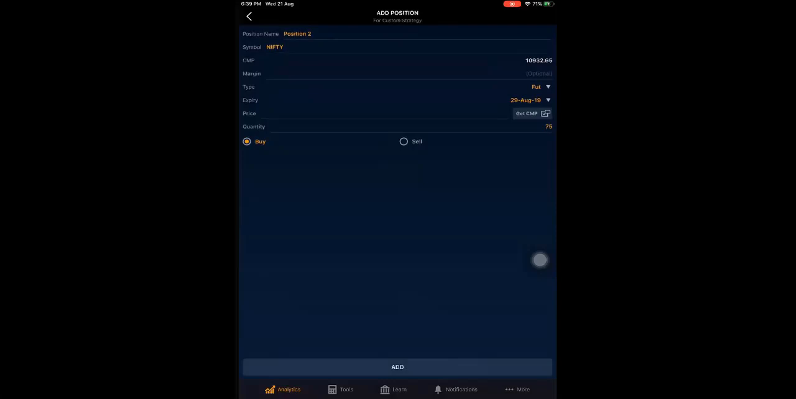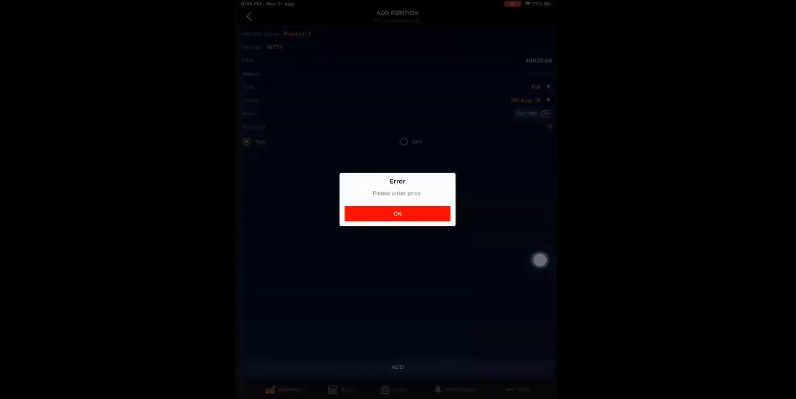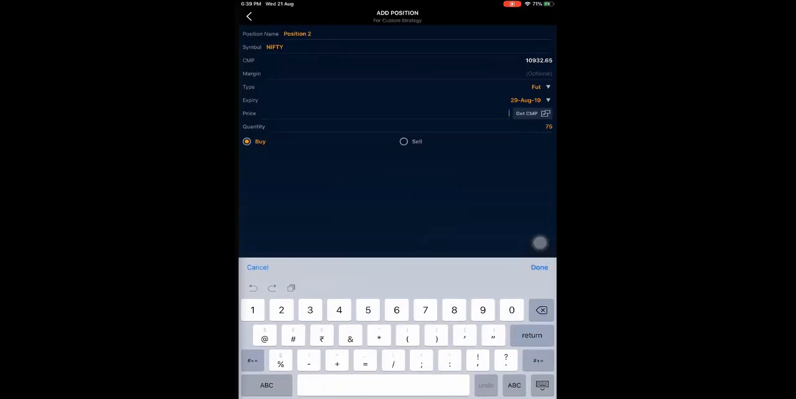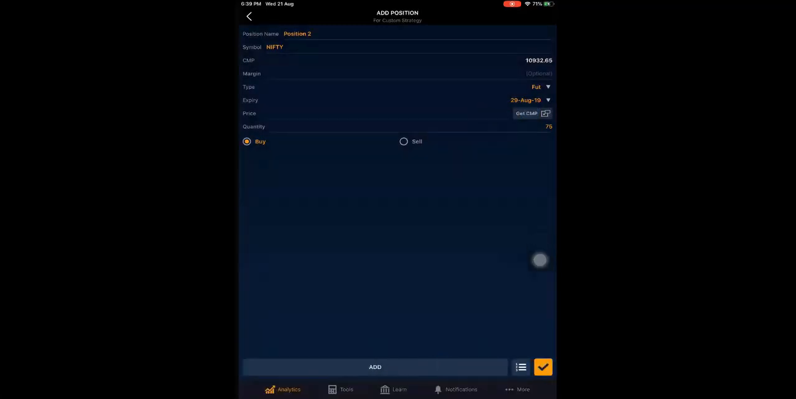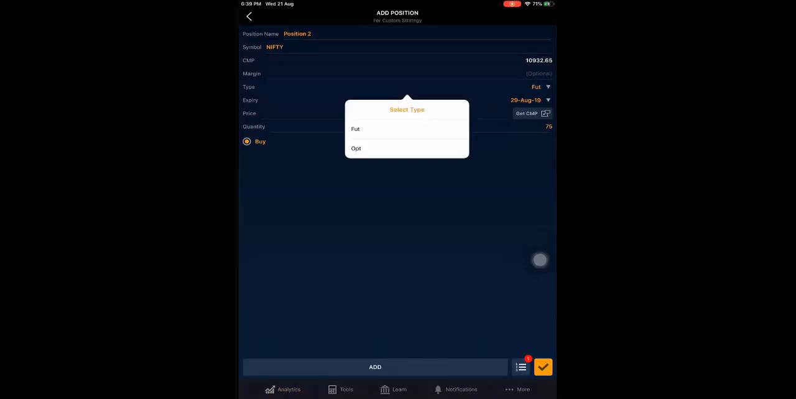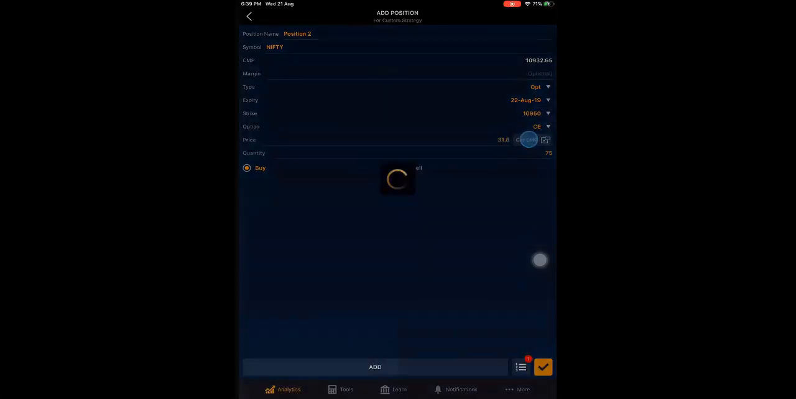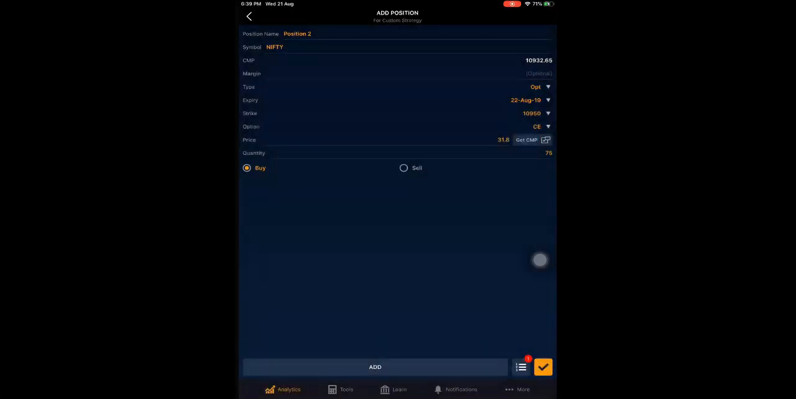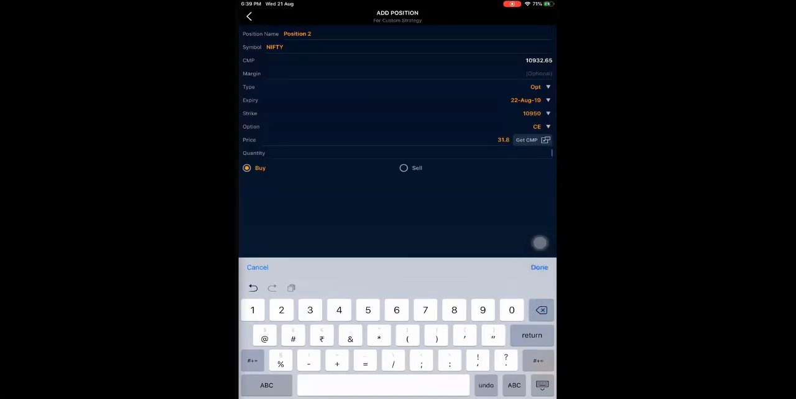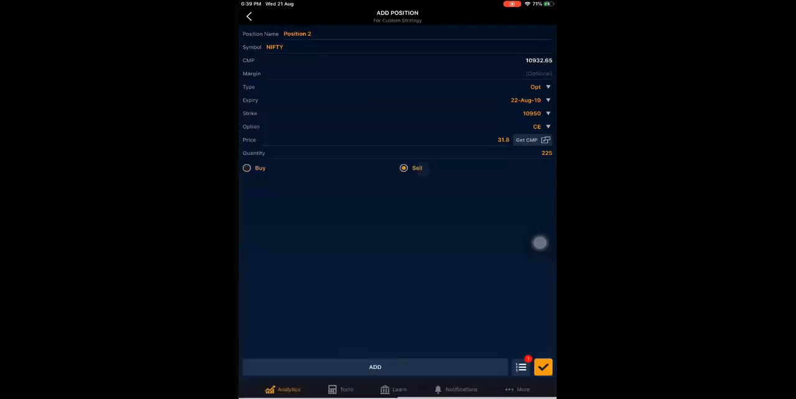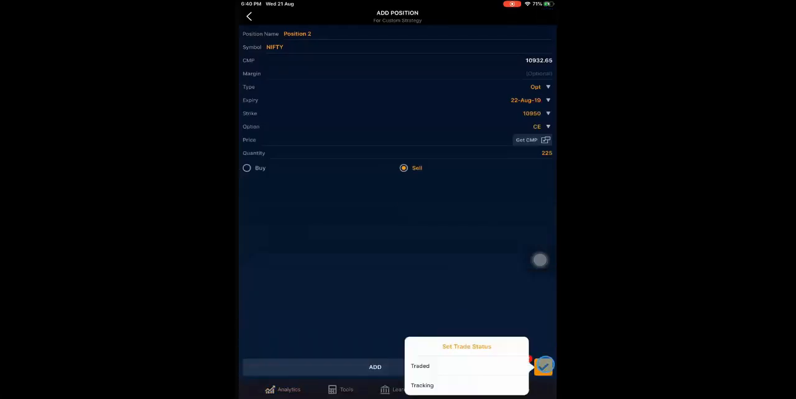So if I have done a future long in Nifty, you can add the price. Say the CMP is added, and I have done an option call sell, and I made the quantity say 225. I'm selling it. I have sold 3 lots. Add. I see my position. You can cross verify what I have done and you can click.